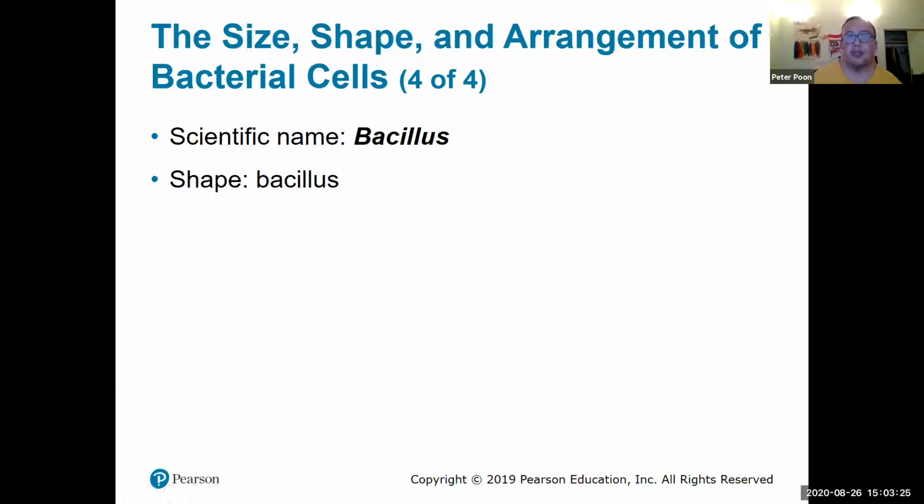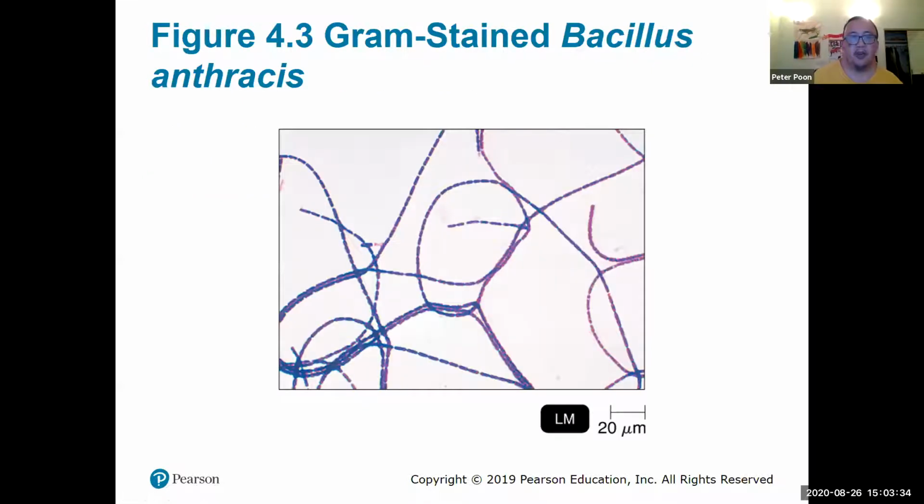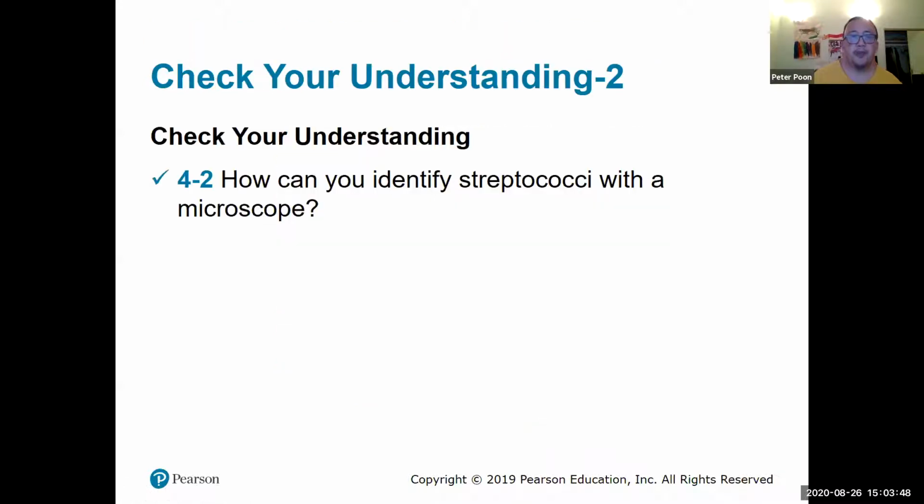So the scientific name Bacillus should be italicized, right? But if you're just saying the shape, then it should be all lowercase. So this is anthrax, Bacillus anthracis. This is also strep, Streptococcus. How do you identify Streptococci with a microscope? Make sure you can do that.